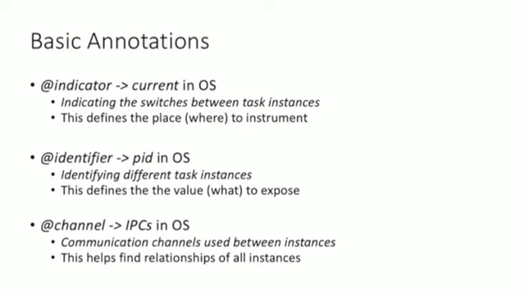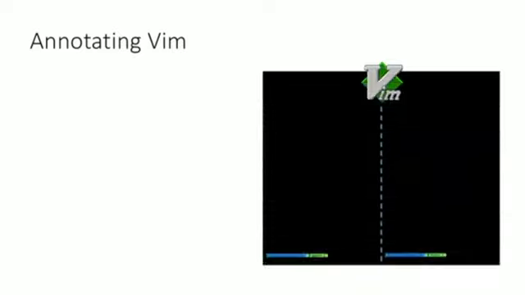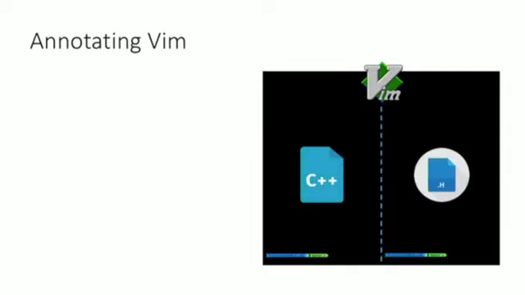And the third one is a channel. It's just like IPCs. I think we are good here, right? It's very easy to understand the annotations. The example is Vim. So in Vim, you can have one window, but open different buffers. And in the different buffers, you can edit different files.